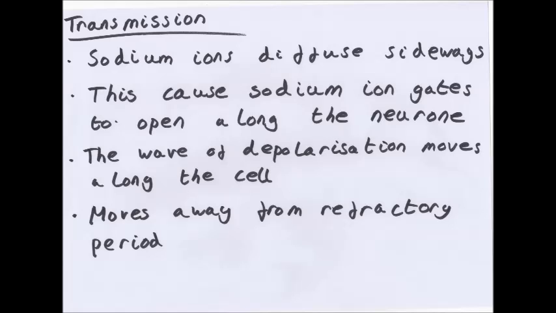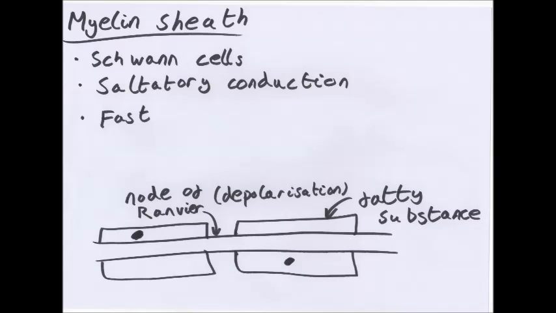Now, some neurons have something called the myelin sheath. These are made of fatty material, and they are electrical insulators. This means that the action potential won't just go all across into the cell and die out. It'll stay in there. Sodium and potassium ions cannot diffuse through the fatty layer, so they have to diffuse at something called the node of Ranvier. This is where depolarization occurs and creates an action potential.